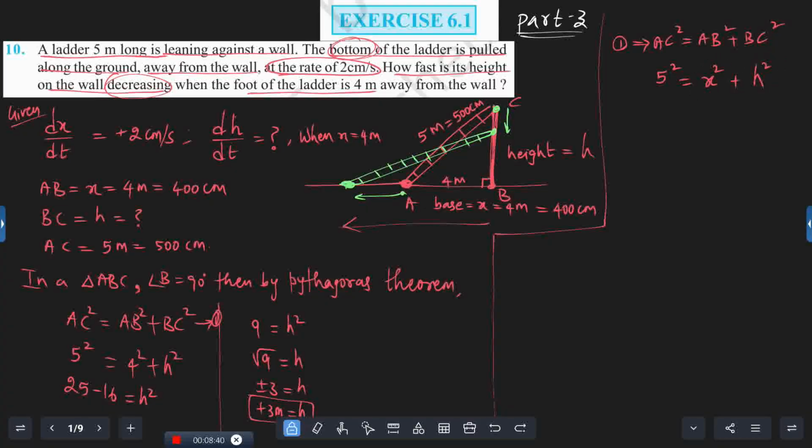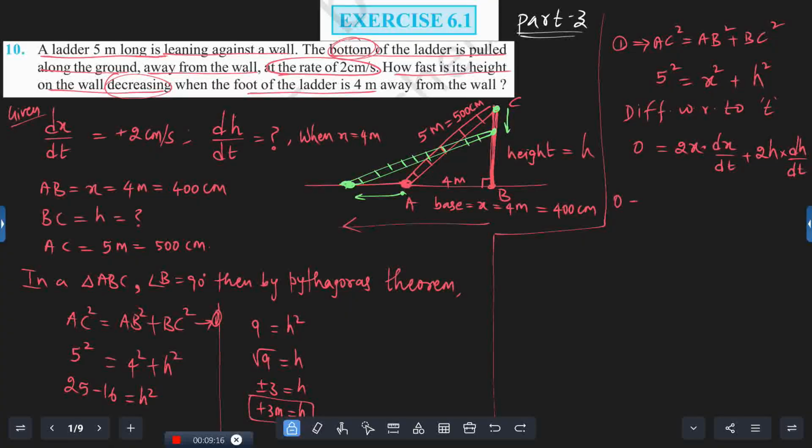Very important. Now, differentiate. Differentiate with respect to what variable? Dt. We have to differentiate with respect to t. Okay. Now 5 square is a constant, and the derivative of a constant is 0. X square when you differentiate gives 2x into the x derivative, dx divided by dt, plus h square derivative, 2 times h into the h derivative, dh divided by dt. Very simple.